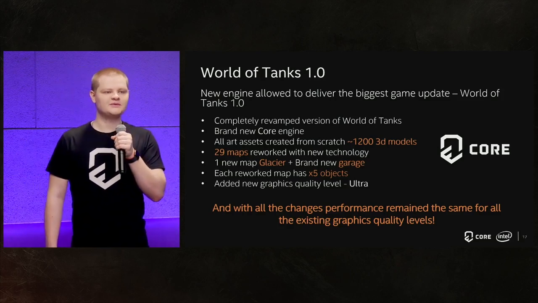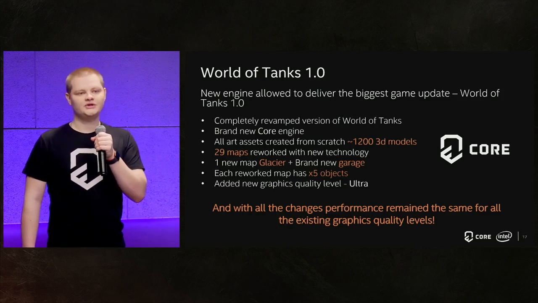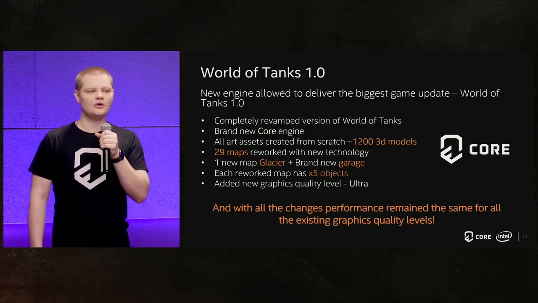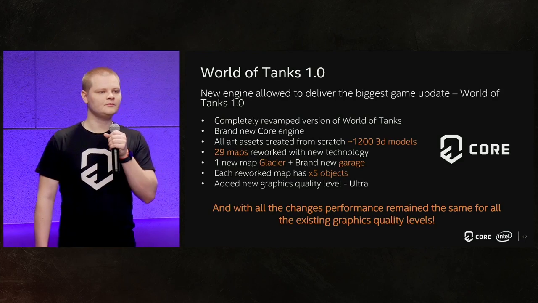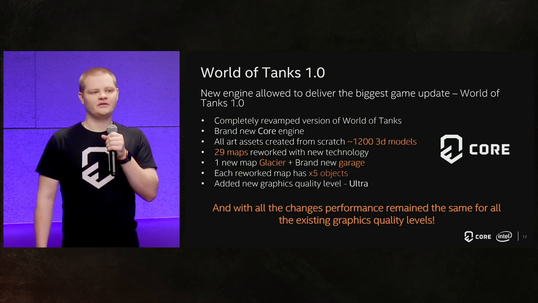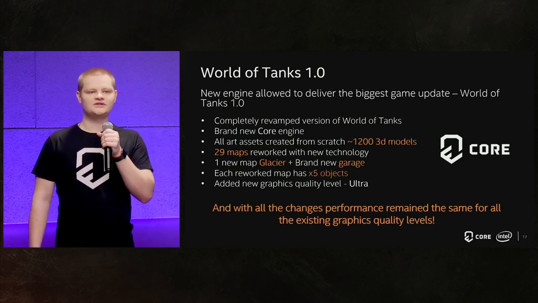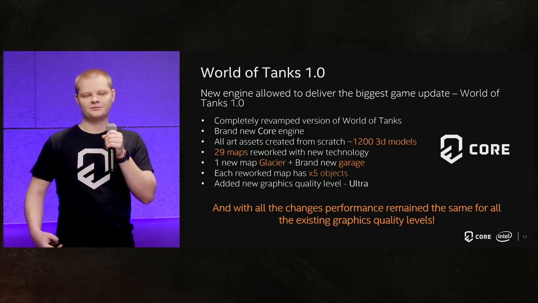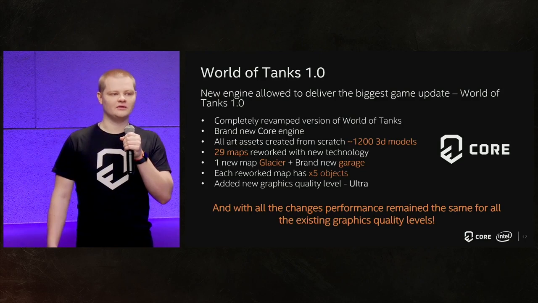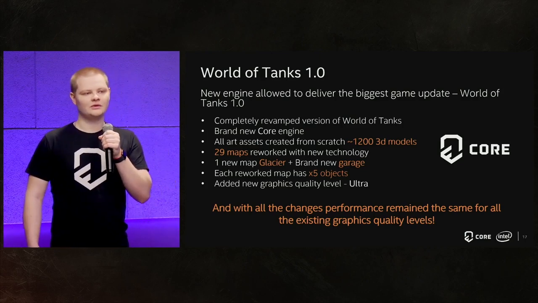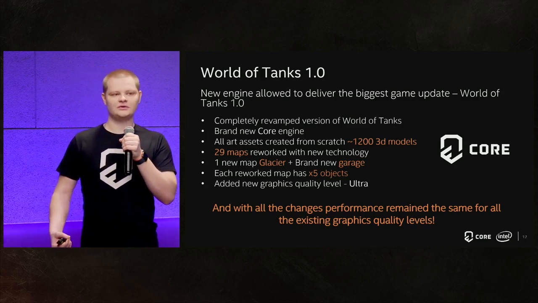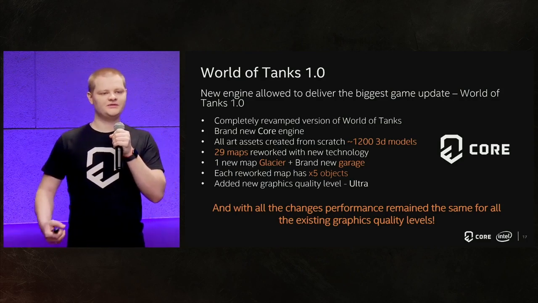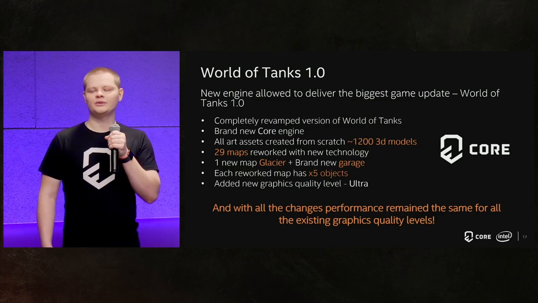The number of objects per map also significantly increased. Each reworked map had about 5 times more objects. The main achievement is that all of the existing graphics quality levels remain the same, and performance also stays on the same level. We added a new graphics quality level called Ultra, and it was added specifically for the most powerful players' hardware.